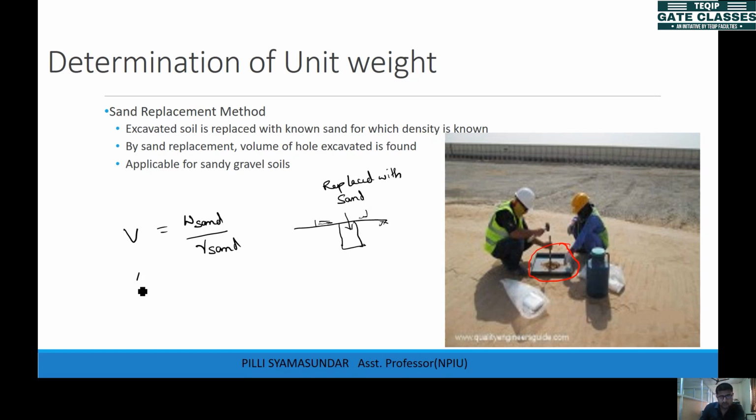Now you can find out the unit weight as the weight of the soil excavated divided by the volume of the sand that goes in. So this is bulk unit weight. But we are interested in dry unit weight, and this dry unit weight can be found by gamma bulk by 1 plus w. Right. So this is the sand replacement method.